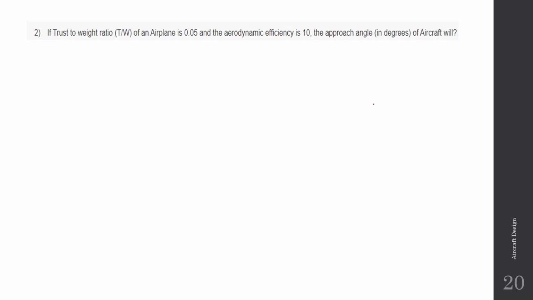So over here you have to draw the free body diagram. This question talks about the landing phase, I mean the approach phase. Now if you split the components along the thrust-drag axis, you will get that thrust minus drag plus weight sine gamma is equal to 0.